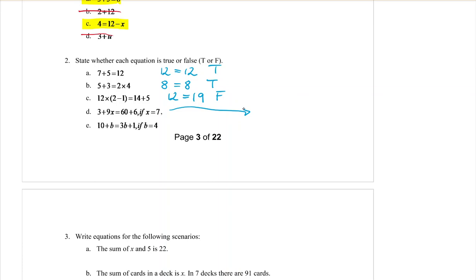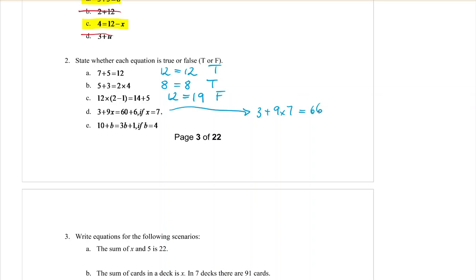So 3 plus 9x, I'm replacing the x with the 7 because that's what I was told. Is that going to be equal to the right-hand side, which was 60 plus 6? What is 60 plus 6? It is 66. That one we can work out.